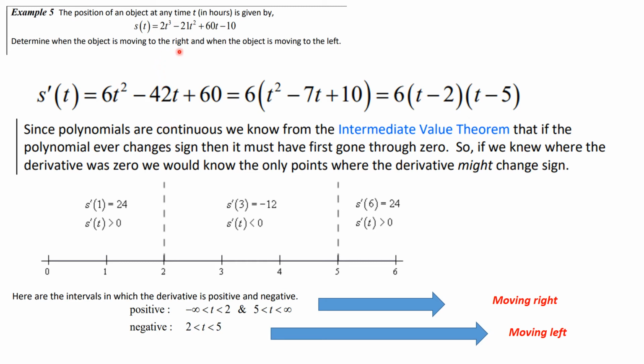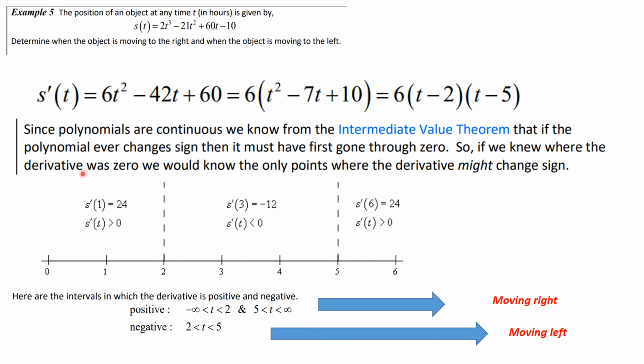Well, the direction is a function of the velocity. So if this is the position, then the first derivative with respect to time is the velocity. So we'll take the first derivative of this with respect to time, and we get this. Now we do need to factor this, and you'll see why in just a moment. Because if the velocity is positive, it is moving to the right. If the velocity is negative, it is moving to the left.